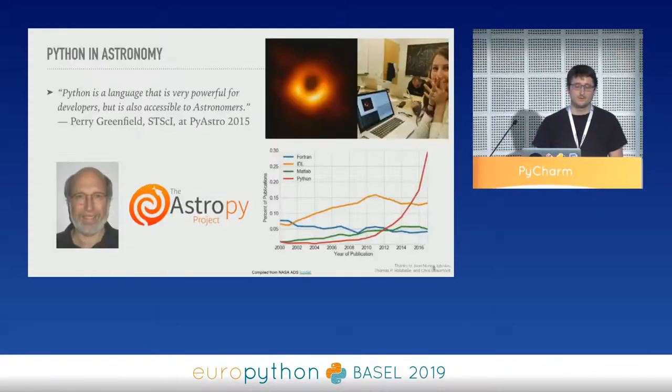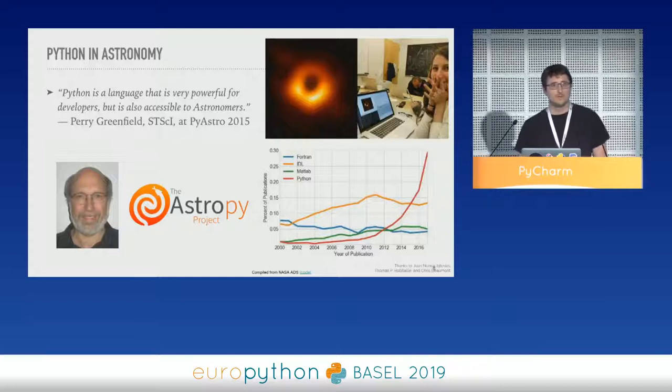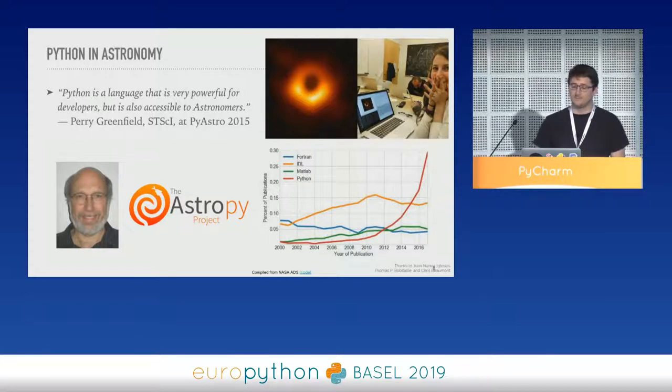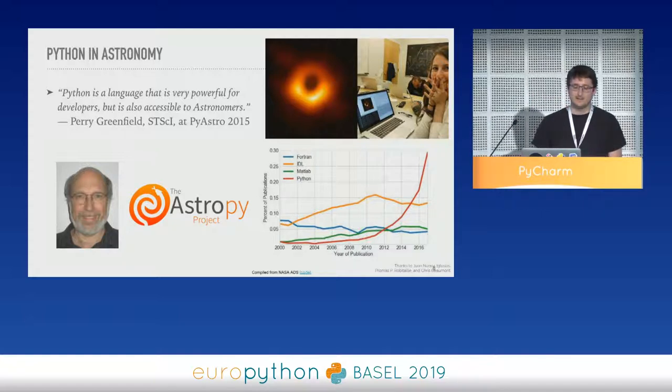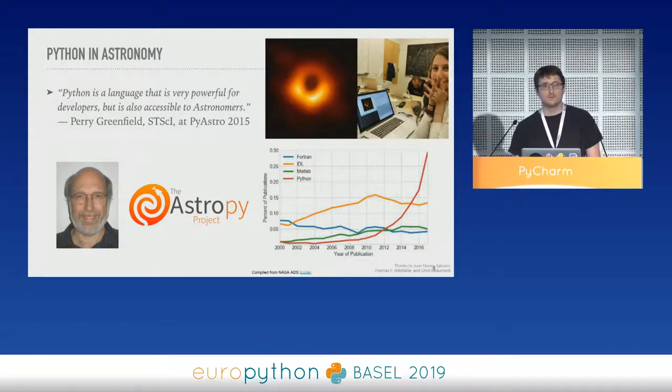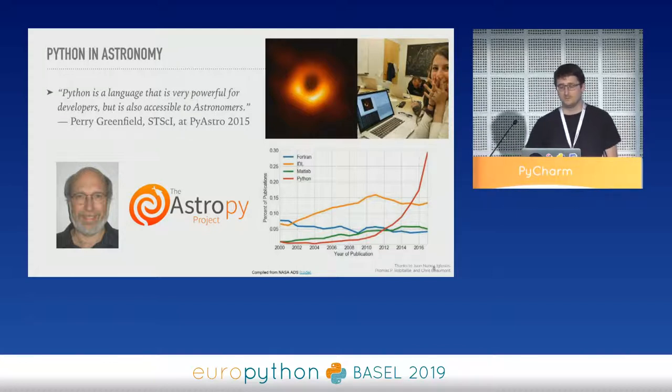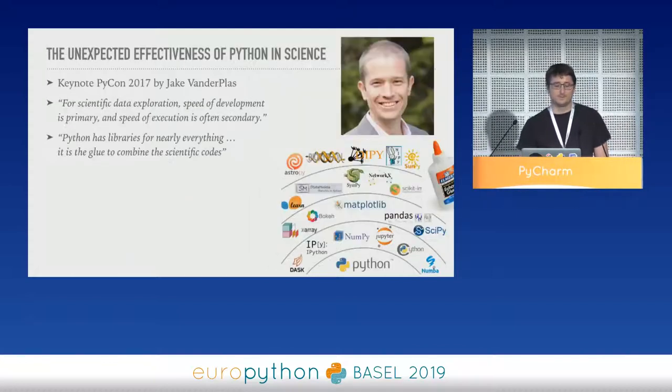And this approach is not really unique to what we do in our project. It's kind of become the standard in astronomy. As you can see in this graph here, Python is really now the most popular language to use in astronomy. And as Perry Greenfield points out, one reason is that Python is a language that is very powerful for professional developers, but it is also accessible to astronomers. And this makes for a good mix.